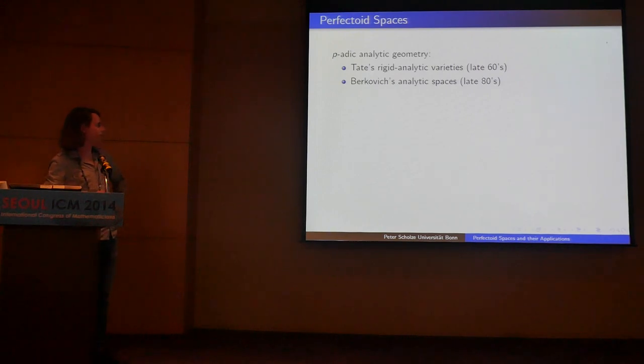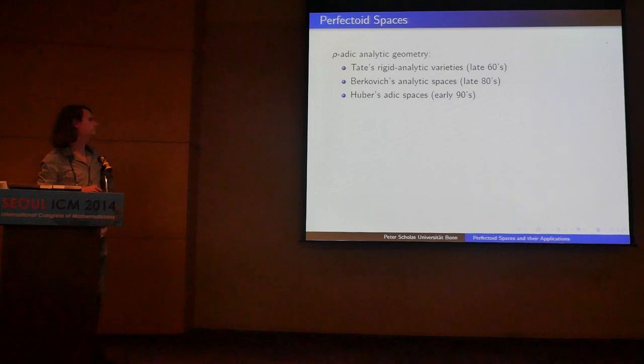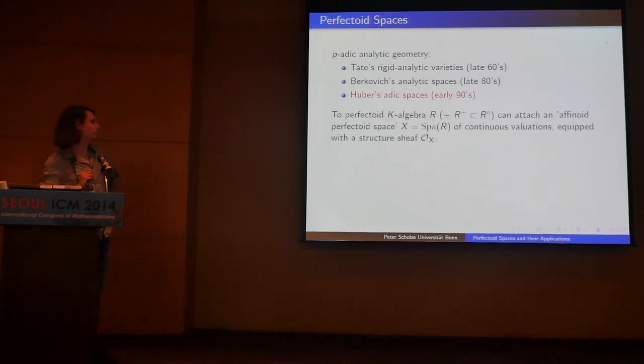The next framework, which was slightly better, was proposed by Berkovich. It's the so-called analytic spaces in the late 80s. And then there was this framework which I like much better. It's called adic spaces. They were introduced by Huber in the early 90s. So I want to use them. So let me just very briefly say what they are.